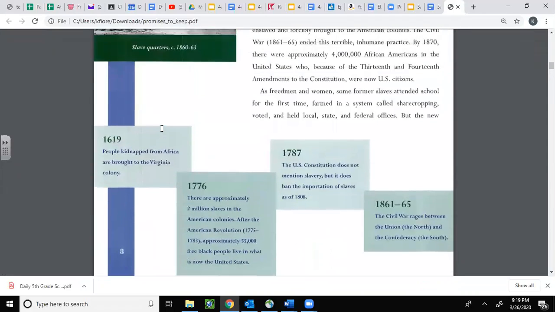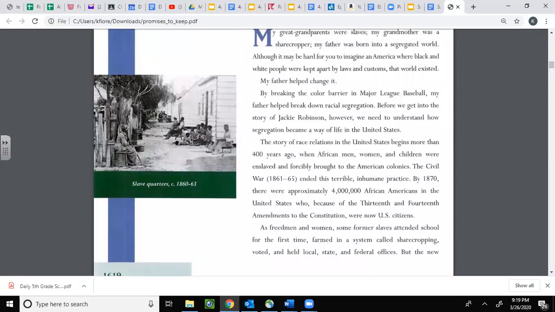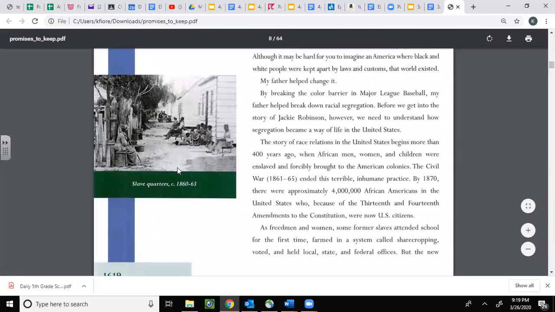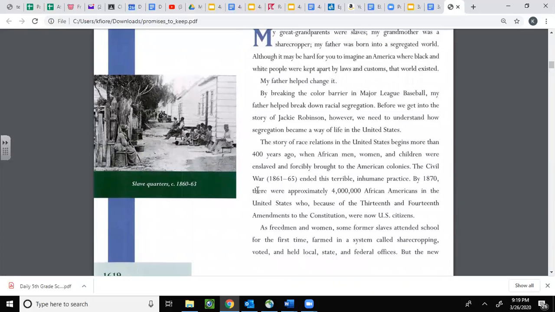So now if we go back, there's a picture of what slave quarters looked like, so where they lived between 1860 and 1863.